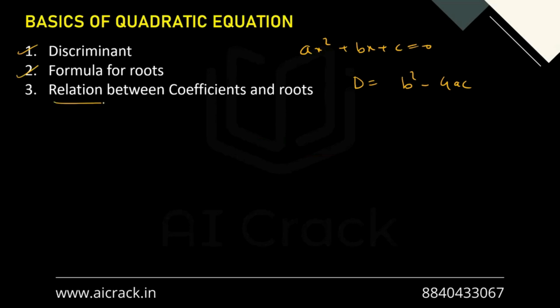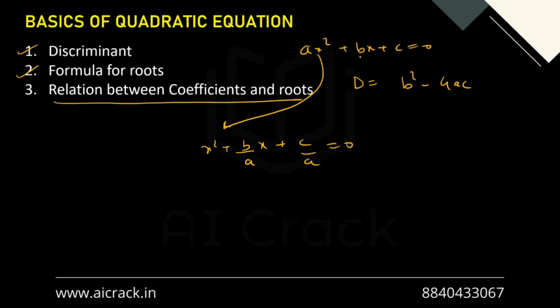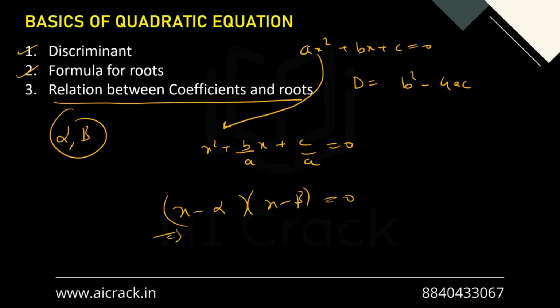Now, if we talk about relation between coefficients and roots, again, you must be knowing about this from your previous classes, but just let's define it formally once again. So I'm rewriting this equation as x square plus b by a, x plus c by a equals to 0. What I've done is I have divided the entire equation by a. Now, considering that alpha and beta are the roots of this equation, I can also write the quadratic equation in this form: x minus alpha, x minus beta equals to 0. So that would give me x square minus alpha plus beta x plus alpha beta equals to 0, right?